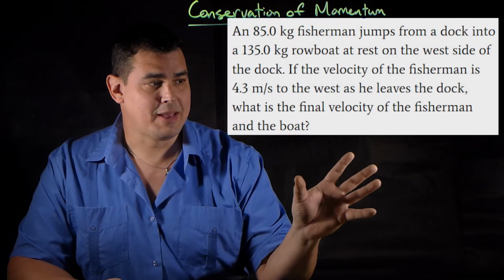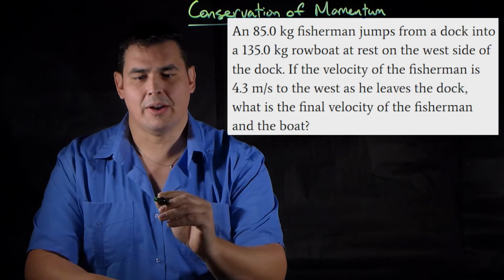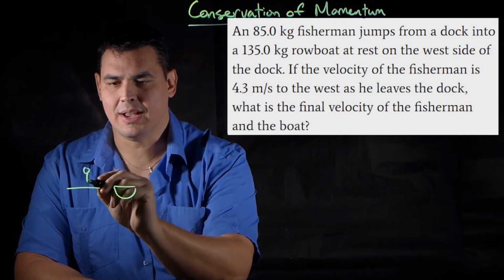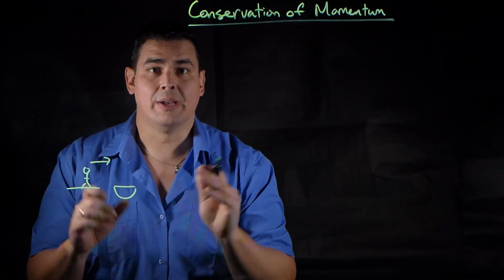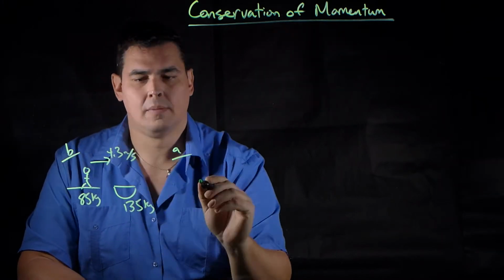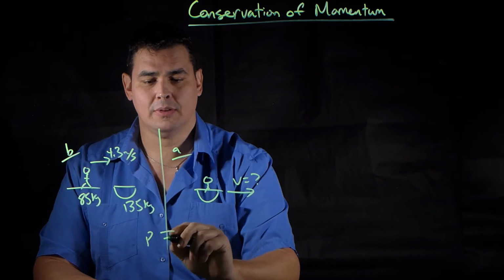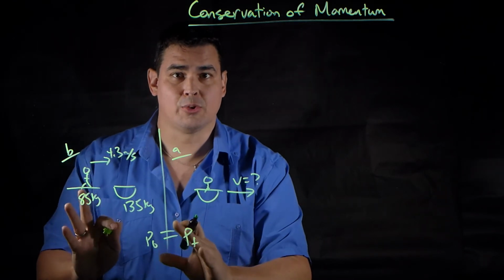Okay, so in this example, you have something sitting still and a person is going to jump into it. There's a boat and a person on the dock, and the person is going to jump into the boat, right? So again, let's draw a before and an after. Same concept: before equals after. Let's write an equation.